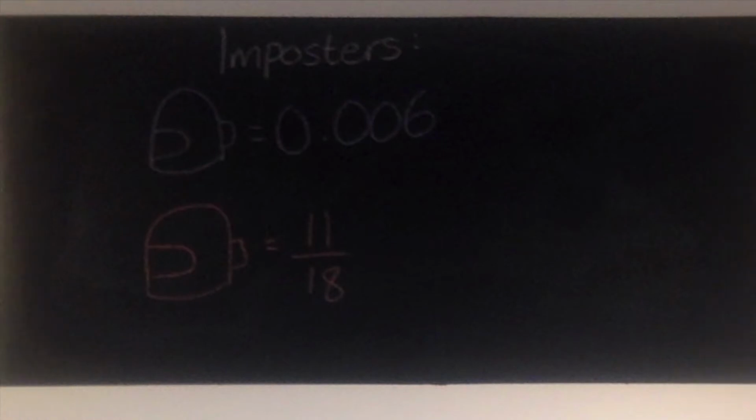So hopefully you spotted that the imposters were the purple one, which should have been 0.006. They had times by 10 rather than dividing it. And the red one, which should have been 11/18. It was the correct common denominator, but one of the conversions was wrong. So 11/18 should have been the answer.